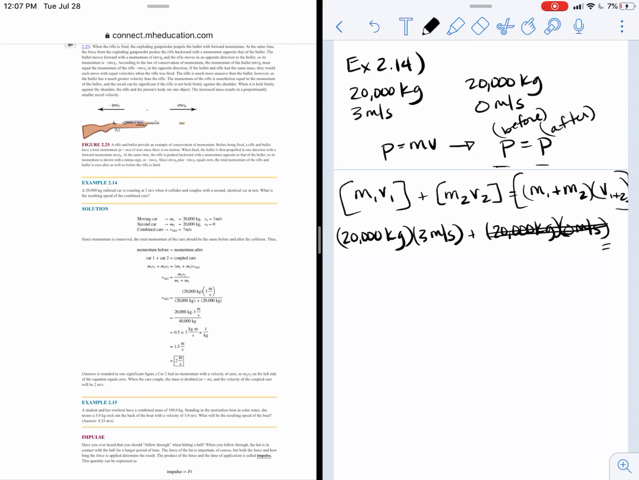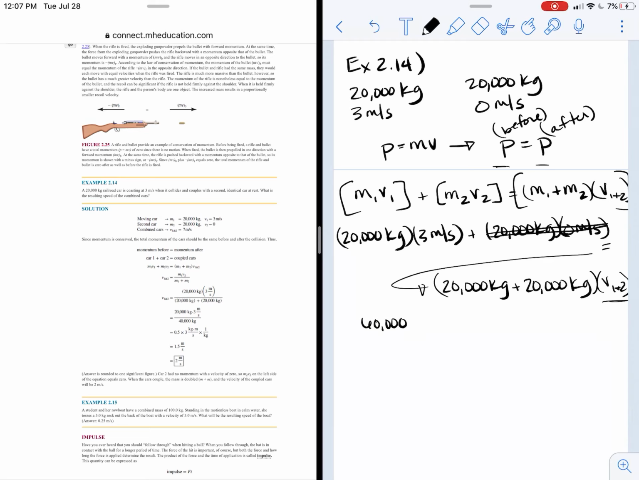It is equal to mass 1 plus mass 2. I'm writing this over here now. Mass 1 plus mass 2 times the velocity of 1 and 2. We don't know what that is. That's what we're trying to find. Okay, I'm going to write this a little bit differently, because I want to shorten it just a tad so you can see what I'm doing. So if you take 20,000 times 3, you get 60,000.